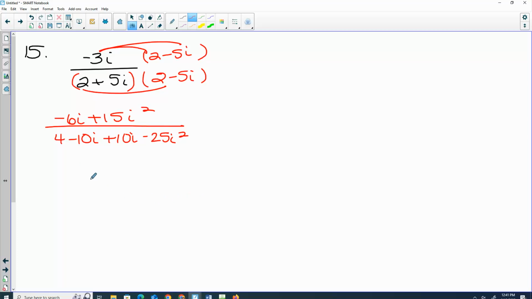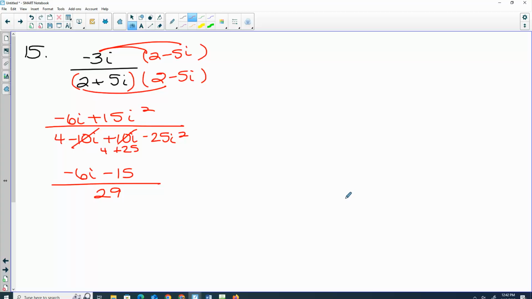Alright, what do we know about i squared? So this is negative 6i. 15 times negative 1 will make a negative 15. Those cancel, so the bottom is 4, and negative 25 times negative 1 is positive 25. So this is over 29.